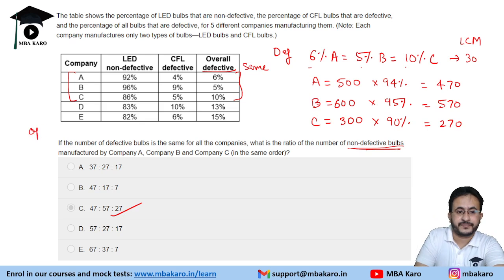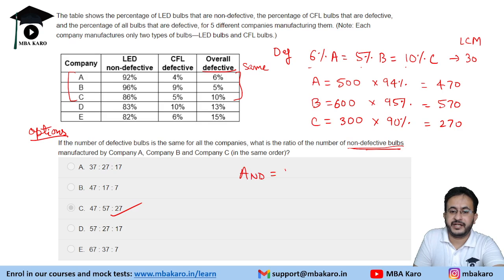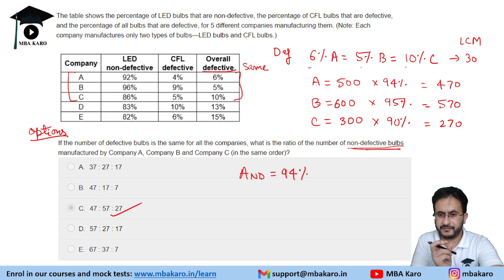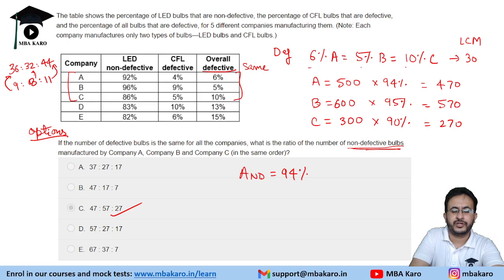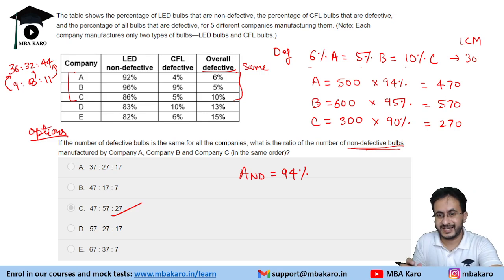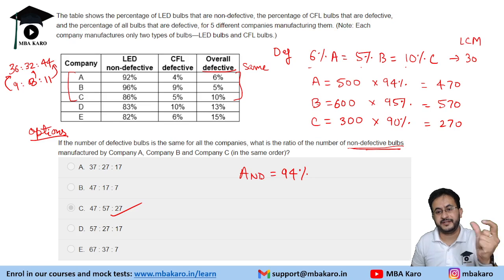How will we do it using options? Without even applying this, we will use some basic logic here. Now how to solve using options is, A has 6% defective. So A non-defective will be 94%. Now, whenever we have a ratio, let's say I take a number, let's say 36, we take 32, and let's say we take 44. So the ratio is 9 ratio 8 ratio 11. Okay, what we see is 9 divides 36, 11 divides 44. So the number always divides the larger number, right? Whatever is in the ratio, that portion divides the number.